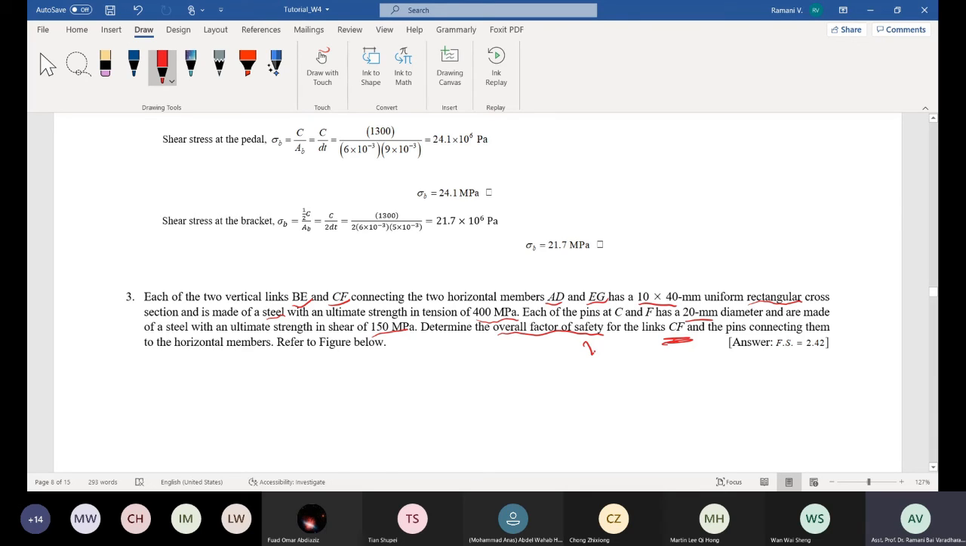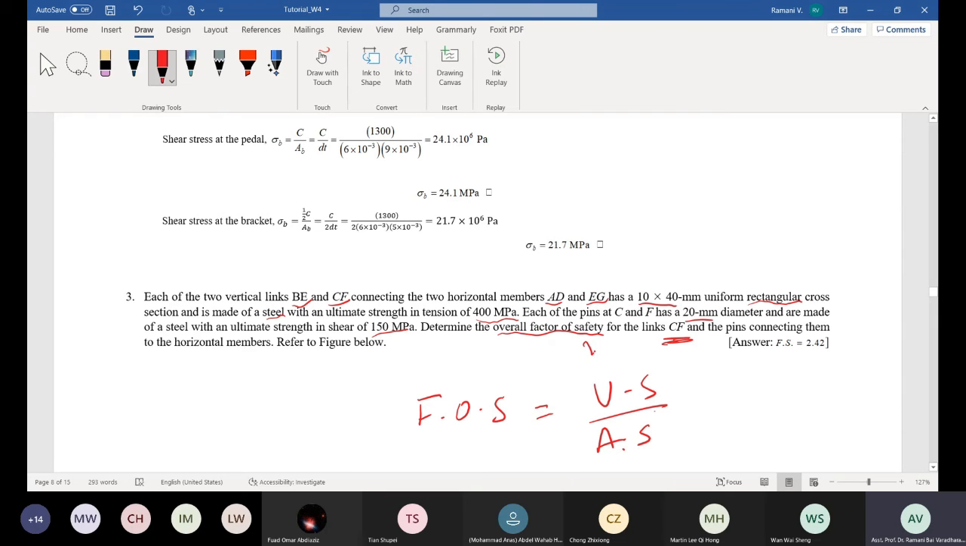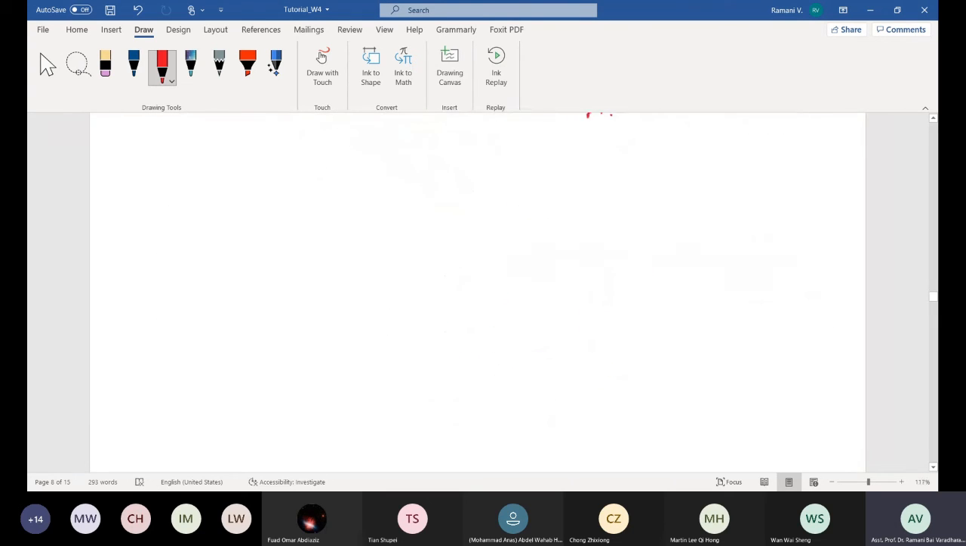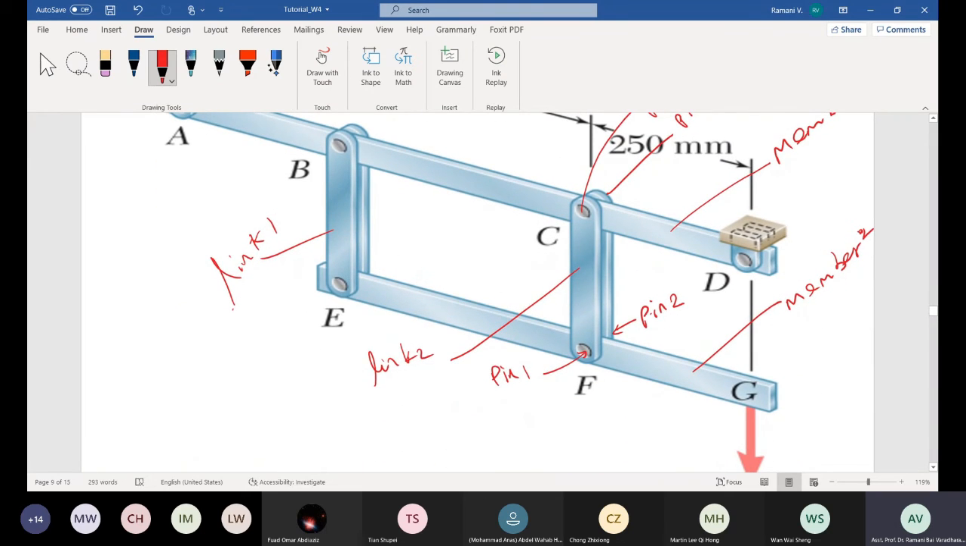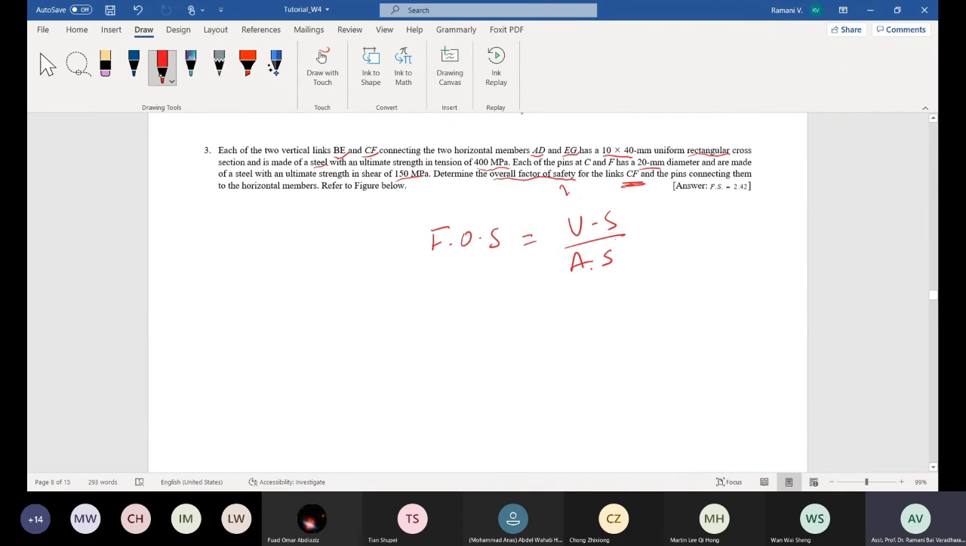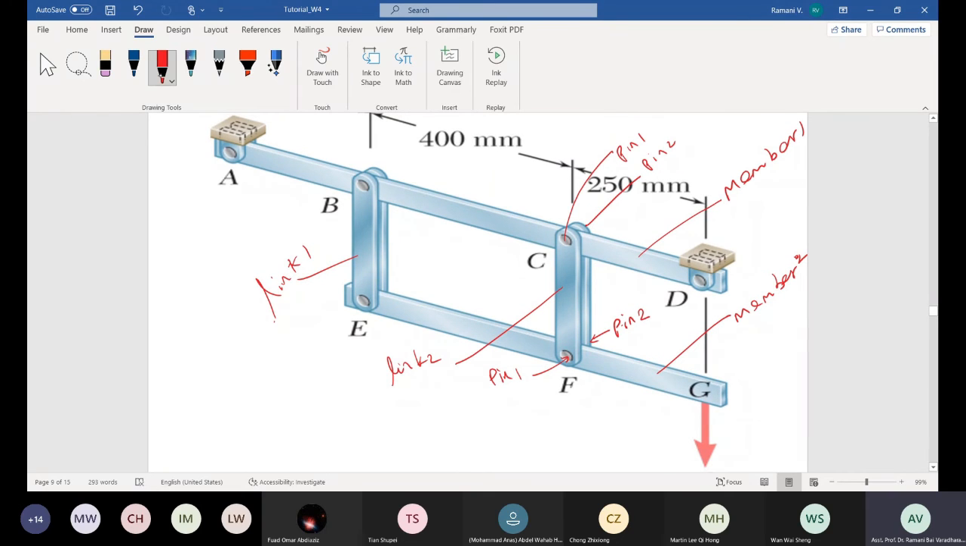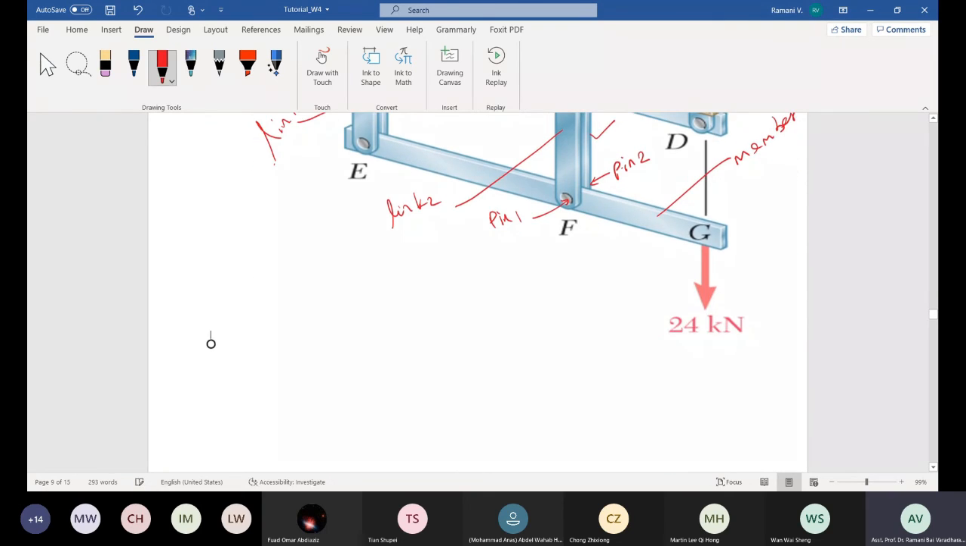Find the ultimate and applied stress. With that you can find the factor of safety, because, as all of you remember, factor of safety is defined as ultimate stress to applied or design stress. Ultimate means the maximum that it can bear. Ultimate stress is given for both link and member. Are you clear with this arrangement? You are asked to find the factor of safety at CF. CF is this member. Let's find it one by one.